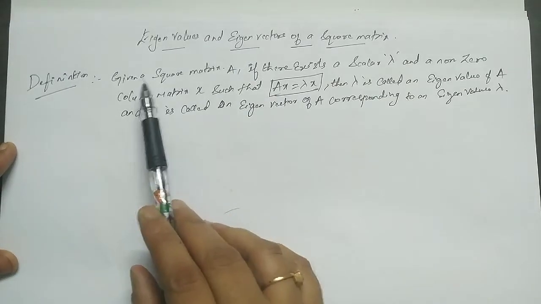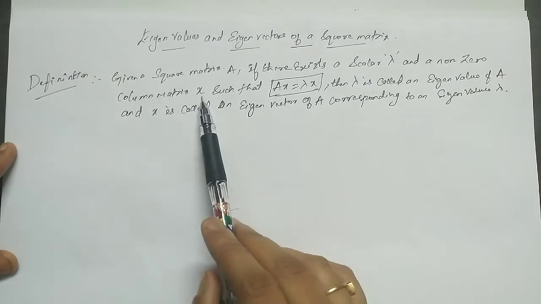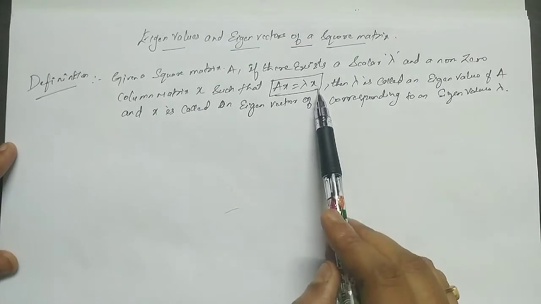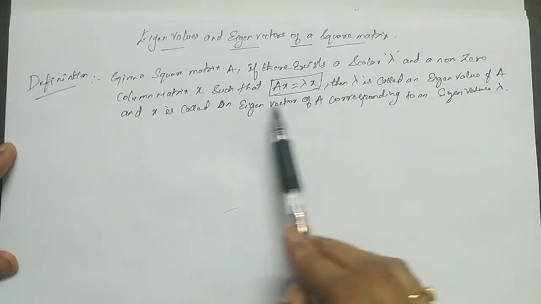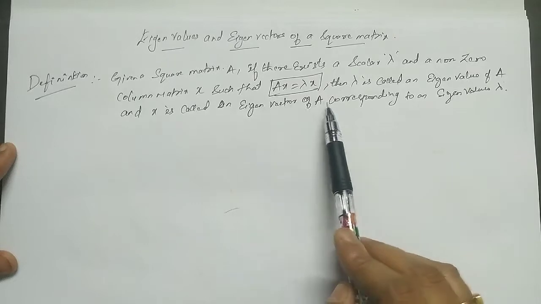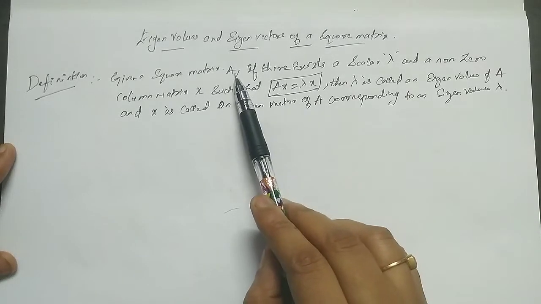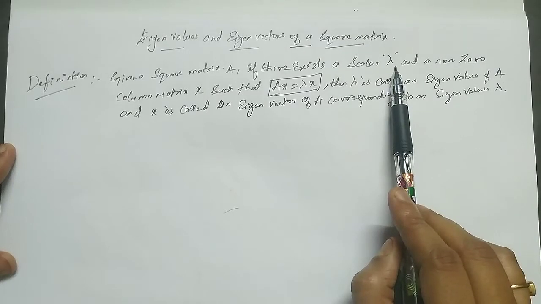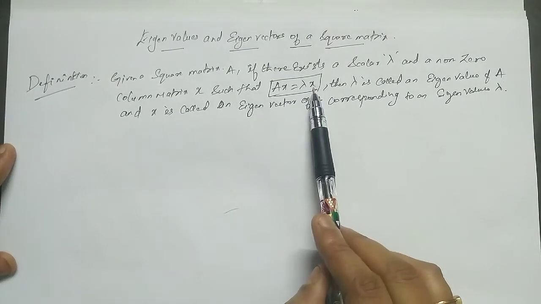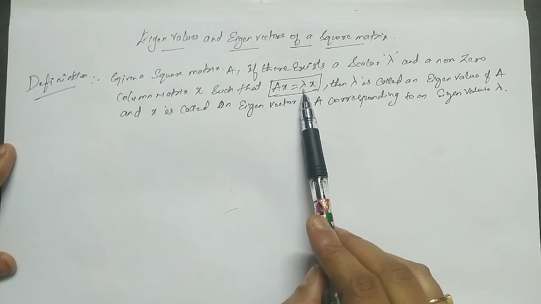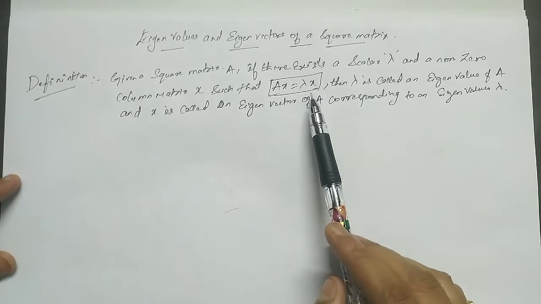The definition: given a square matrix A, if there exists a scalar lambda and a non-zero column matrix X such that AX is equal to lambda X, then we say lambda is called the eigenvalue of the given matrix A and X is called an eigenvector of capital A corresponding to the obtained lambda. So we have a square matrix and a non-zero column matrix X such that the equation AX equals lambda X is satisfied, where lambda is called the eigenvalue and X is called the corresponding eigenvector. This is the definition of eigenvalues and eigenvectors.